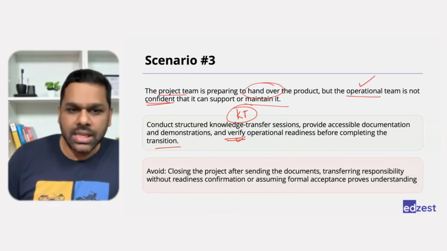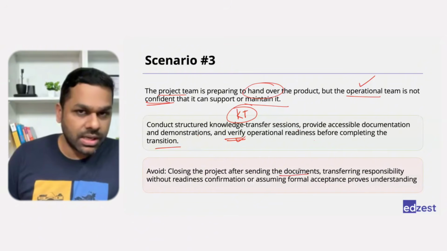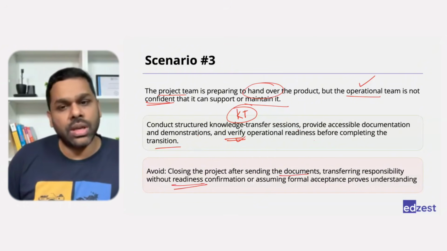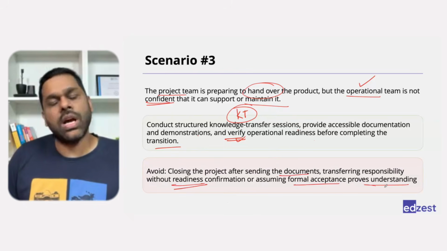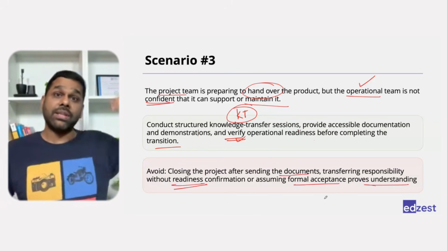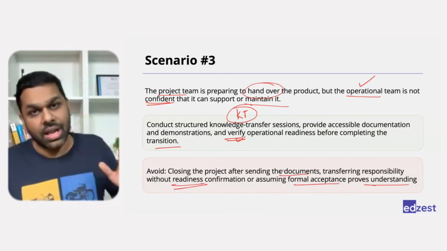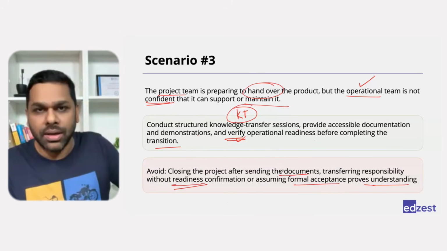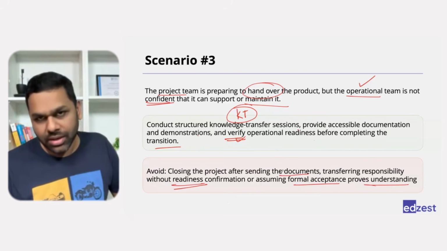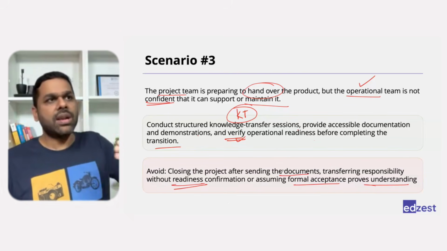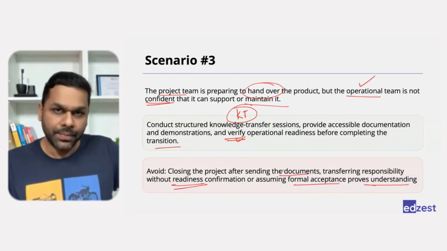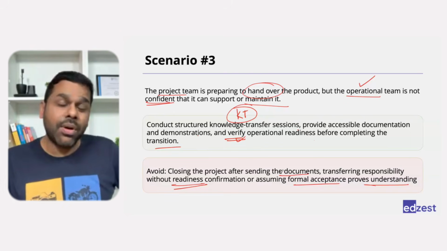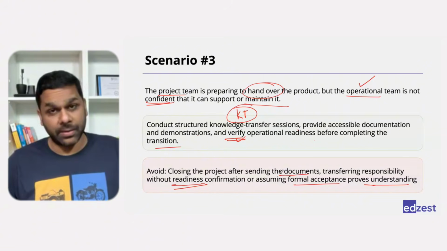Okay, so any option that says close the project after sending the documents, transfer the responsibility without confirming the readiness, or assuming that formal acceptance proves the understanding. If they have accepted it, it means they have understood it. That is also wrong. See, yes, there are certain things which you need on paper, but that is not all. The main responsibility is also to be understood. The customer has signed their scope. Does that mean they have understood everything about the scope? Probably no. So you'll have to verify it.